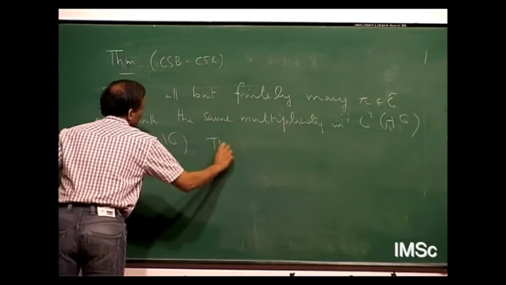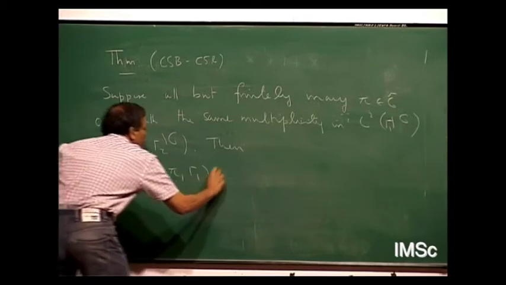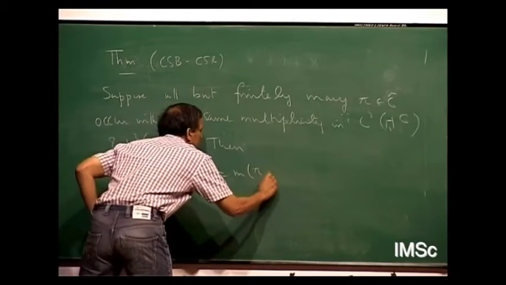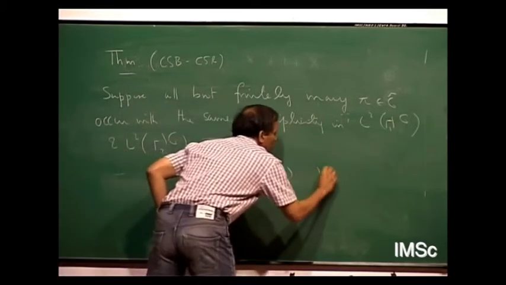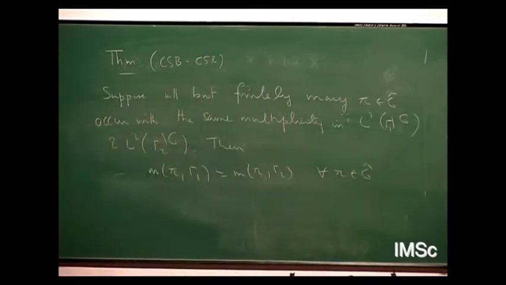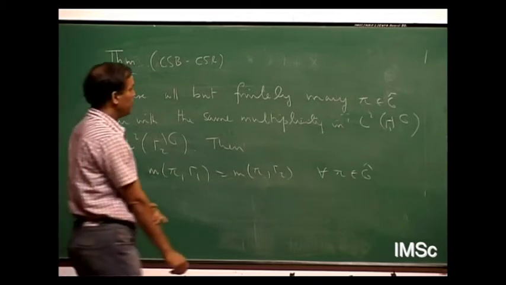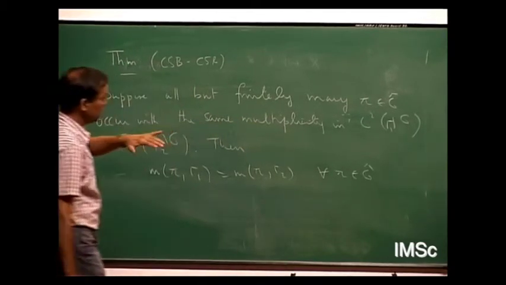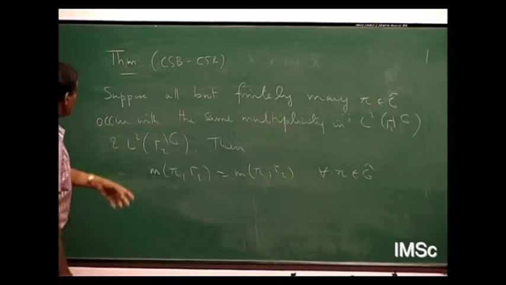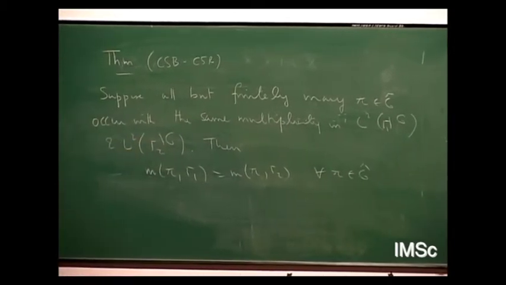Then m pi of gamma 1 equals m pi of gamma 2 for all pi in G hat. So that's a representation theoretic analog, which, rather than looking at eigenfunctions of the Laplacian and just at the eigenspectrum, we decided to formulate in a representation theoretic context, and we could prove this.